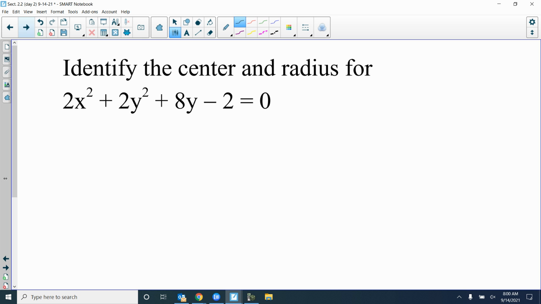All right, same idea. Same idea. Identify the center and radius for the following. 2x squared plus 2y squared plus 8y minus 2 equals 0.